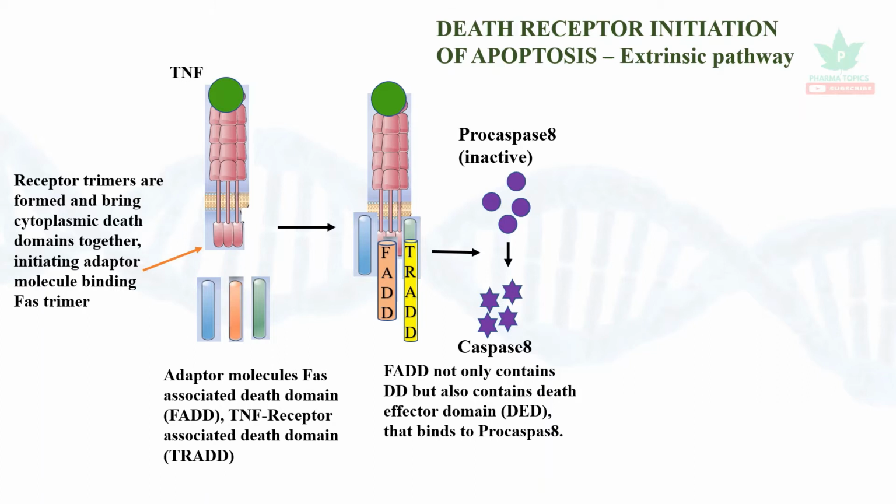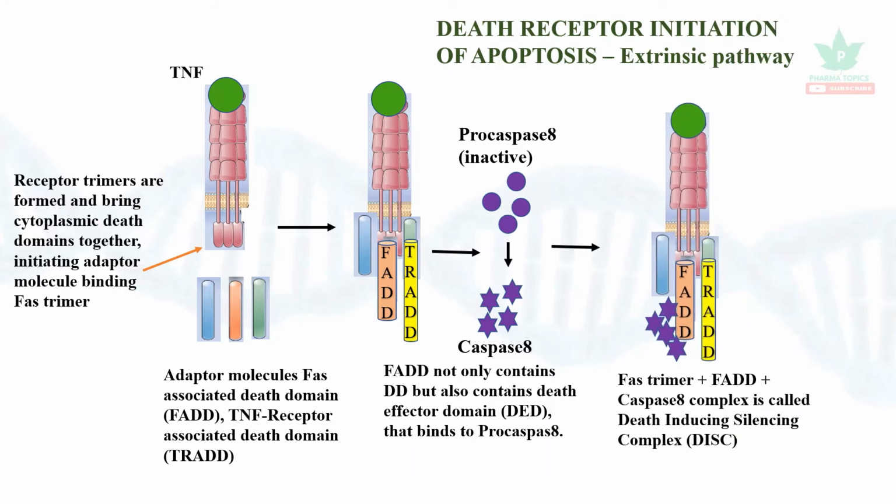So there is a death effector domain that can bind the Caspase 8. When the Fas trimer, FADD and Caspase 8 all attach together, this complex is called death-inducing signaling complex. So they lead to apoptosis. This is the extrinsic pathway.